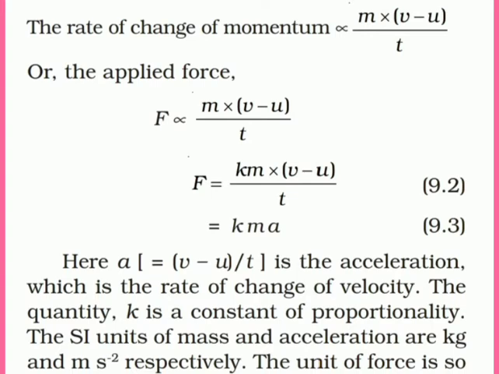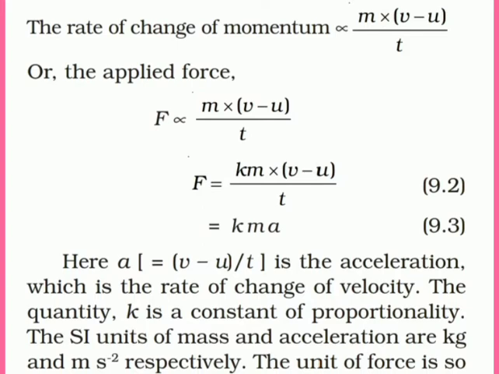From Newton's second law, the applied force is proportional to the rate of change of momentum. Then F is proportional to m into (v minus u) by t. Now suppose we want to take out the proportionality factor from a particular equation. We need to multiply any side of the equation by a constant. Here k is the proportionality constant that we use to take out this proportionality factor.